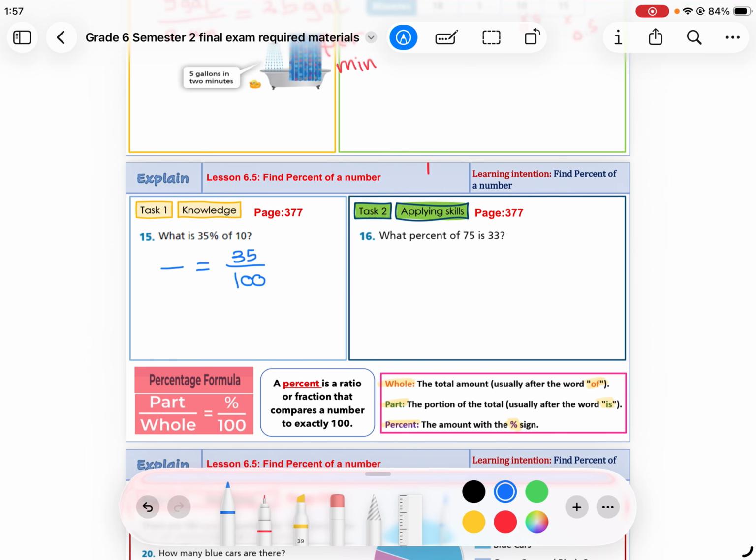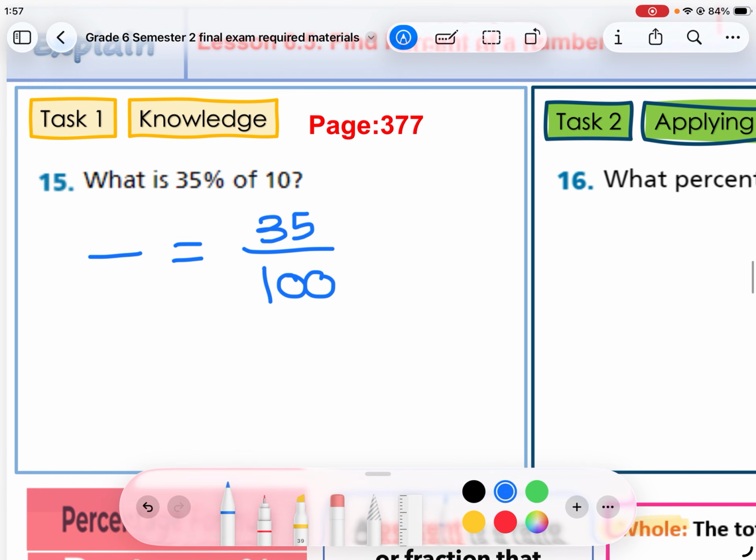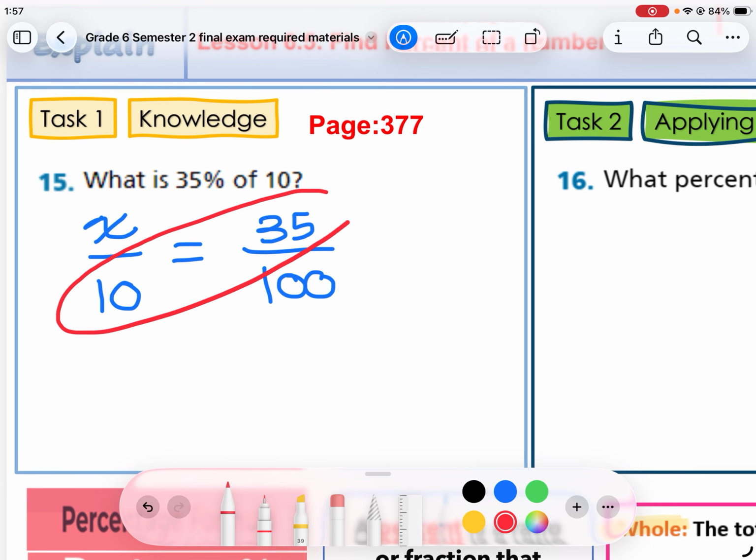Now, on the other side, I need to tell what does 10 mean? Does 10 represent my part or my whole? Since 10 comes after the word of, 10 will be my whole. So 10 will go down. And as you can see here, what's missing? We don't know the part. So the part, we will replace with the variable x because we don't know its value. Now, we created a proportion, and to solve this proportion, we will use the butterfly strategy, which is you multiply the opposite numbers and you divide by the one left behind.